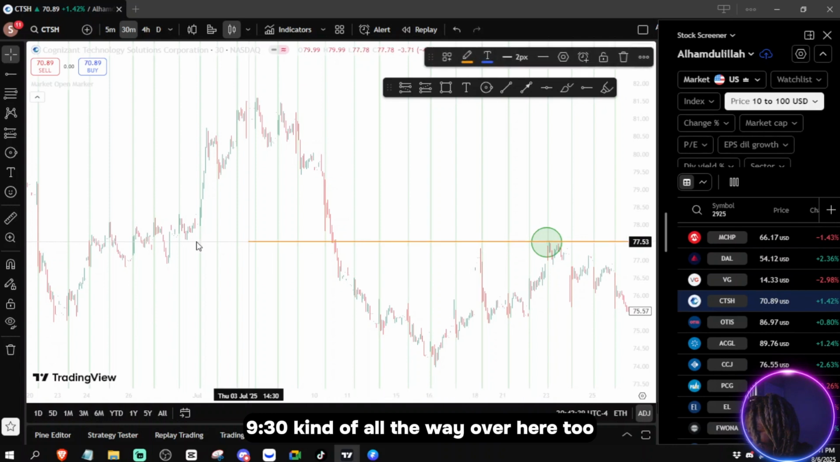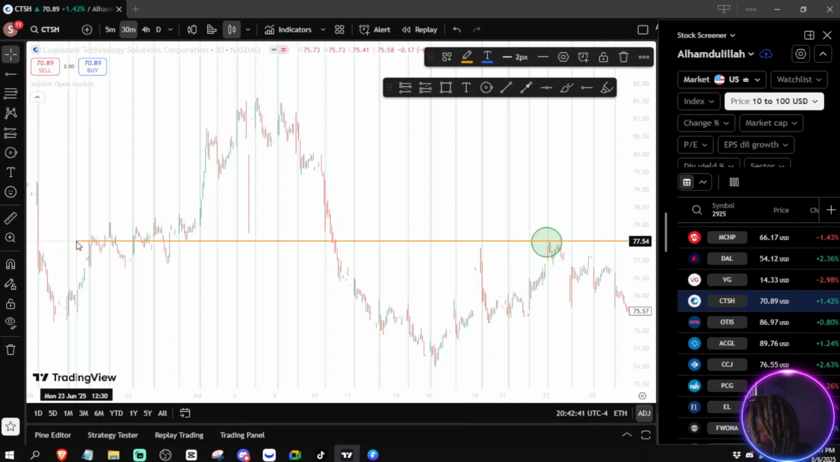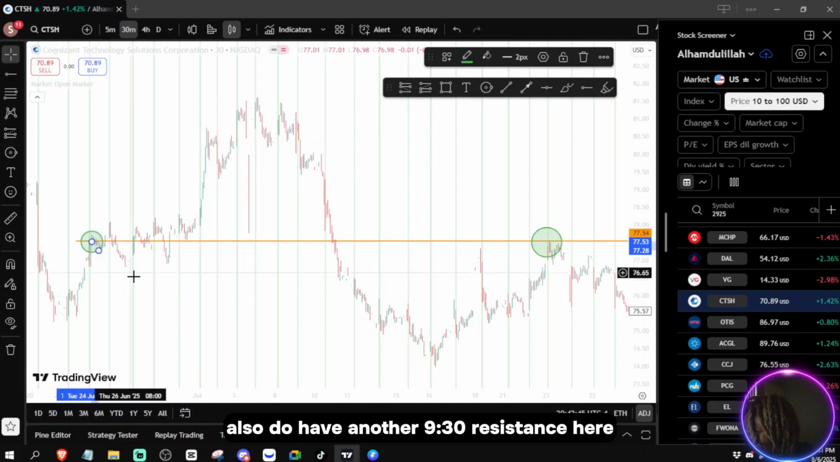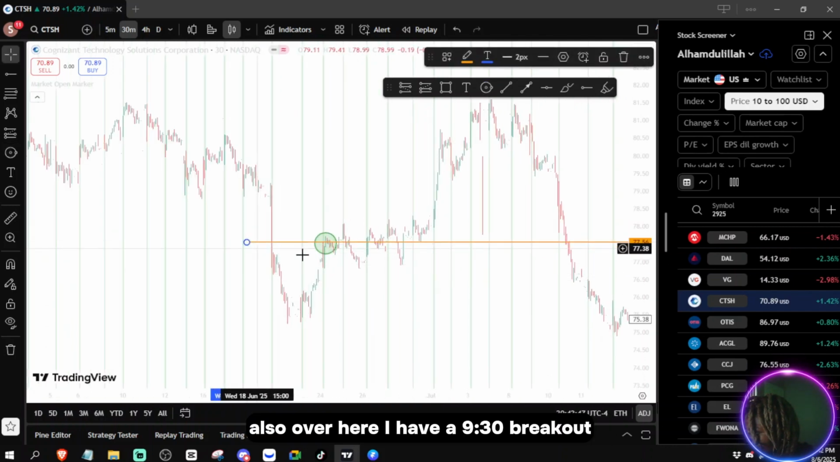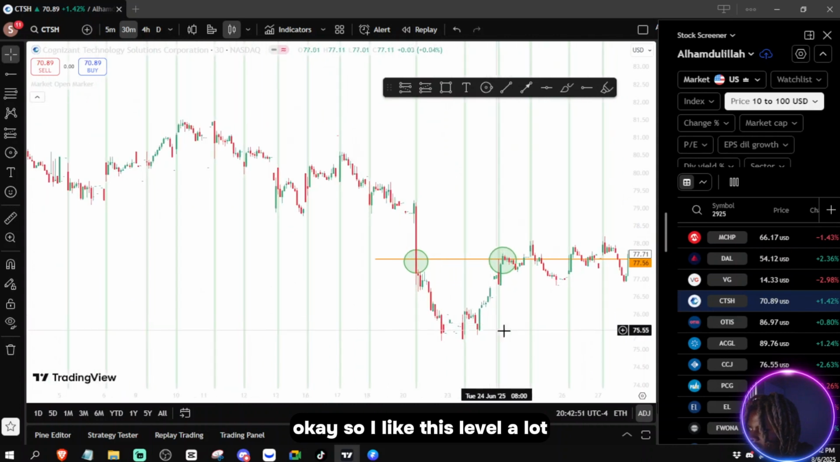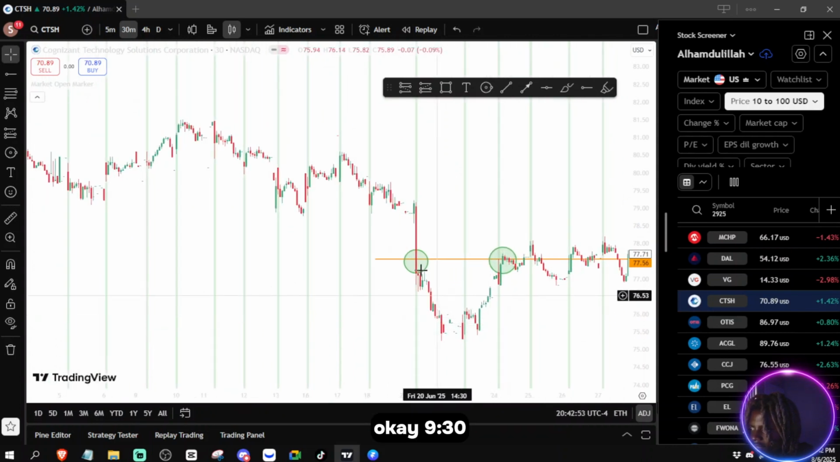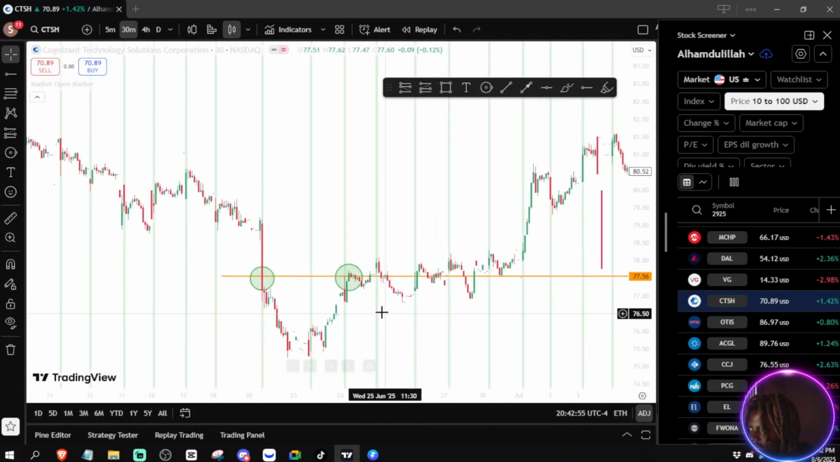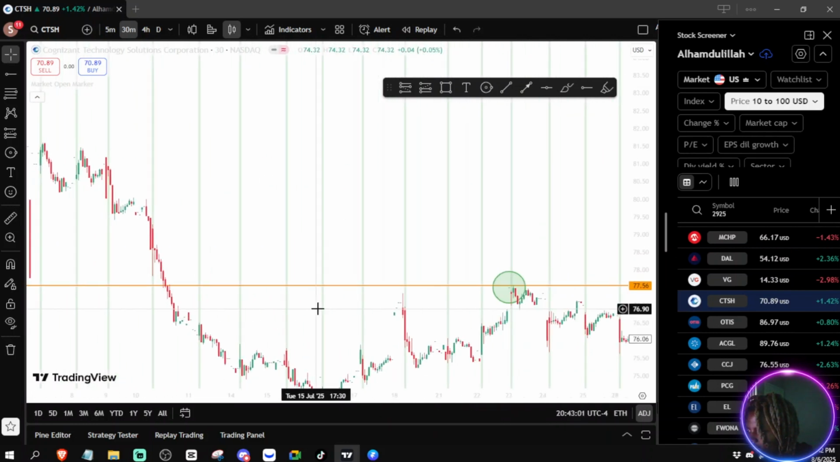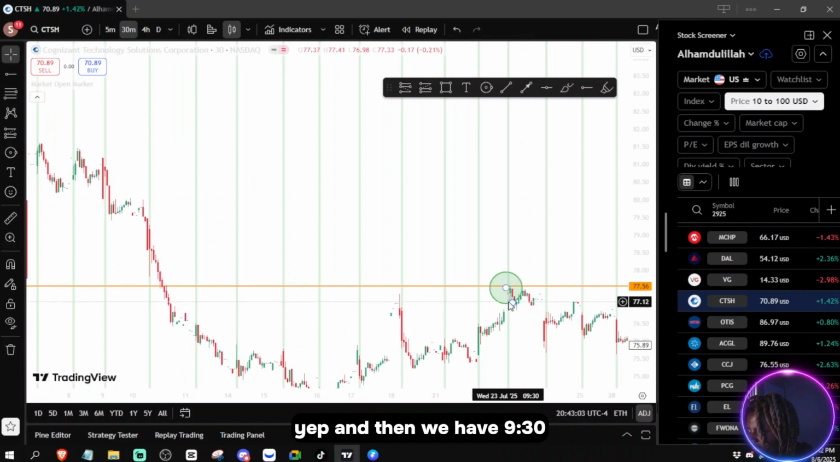930, kind of all the way over here too. Also do have another 930 resistance here. Also over here, I have a 930 breakout. Okay, so I like this level a lot. 930. And then we have 930.